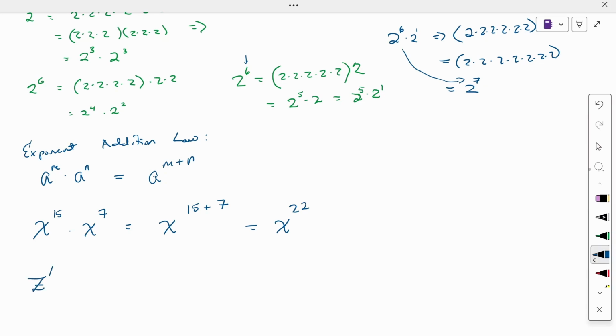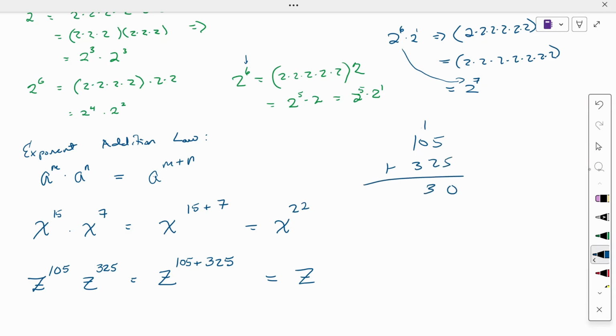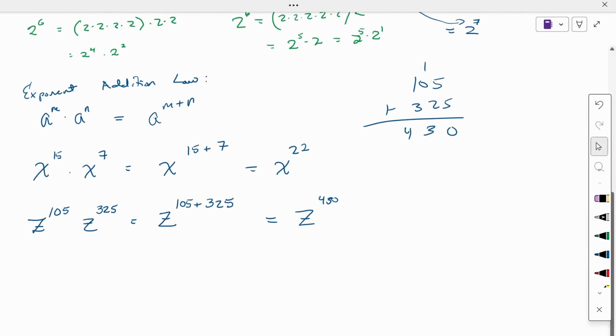What's intriguing is that you could have something that's absolutely ridiculous. And in fact, this is what you often see on an ASVAB: you'll have some number raised to a ridiculous power like 105 multiplied by the same value raised to some other ridiculous number. And the trick here is just to remember that the relationship for exponents is additive. So you're going to take the exponents 105 and 325. You're going to go to the side of your page and add these together. 5 and 5 gives you 10, carry the 1. 1 and 2 is 3. 1 and 3 gives you 4. So now we have z to the 430th power. Fantastic.